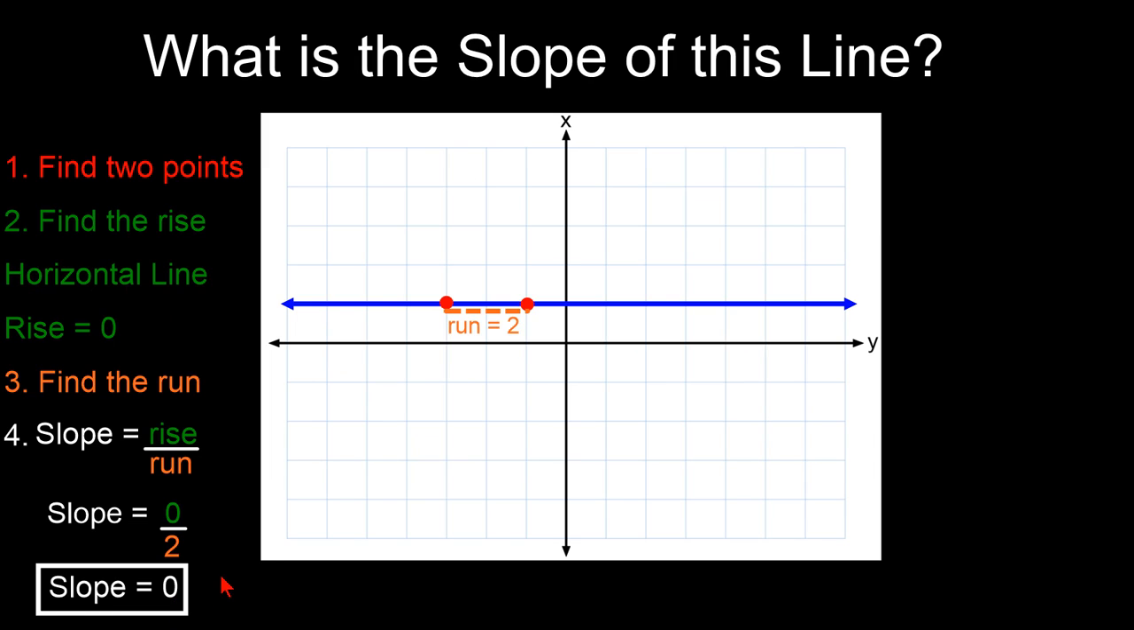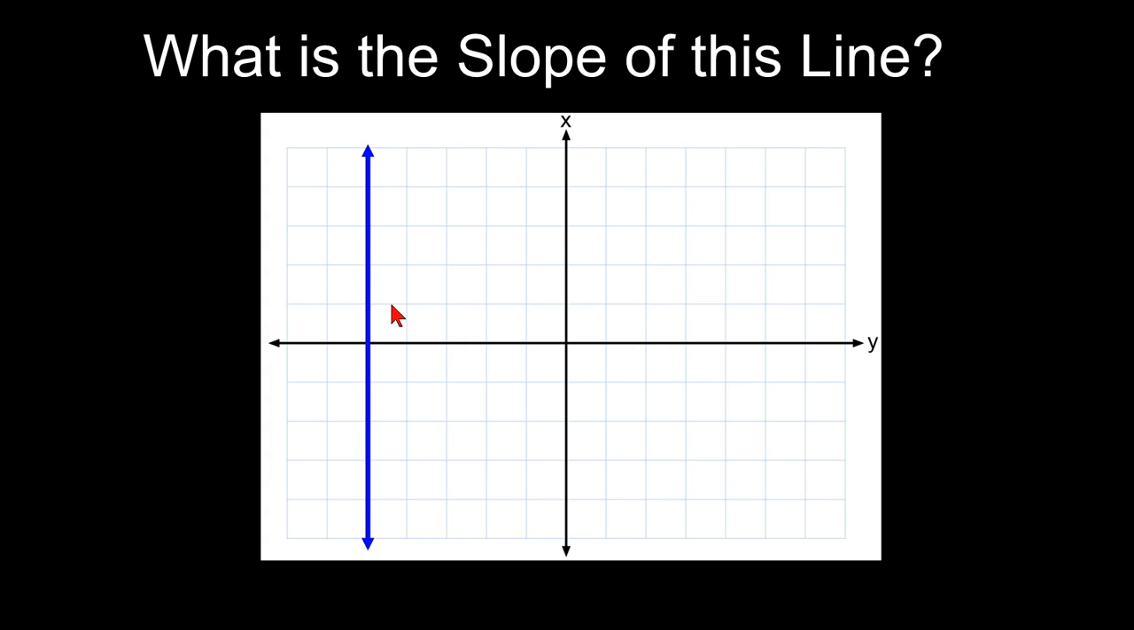All right, let's look at our last example. The other special case, a vertical line. Our steps are the same. Find any 2 points. Let's pick these 2 nice points here. Then we want to go ahead and find the rise, and we see that we just go up 1 from these 2 points.